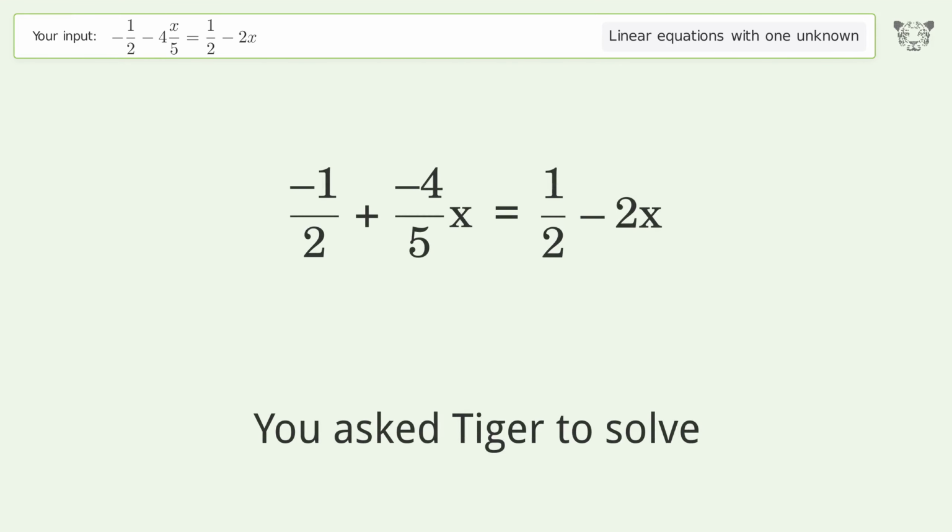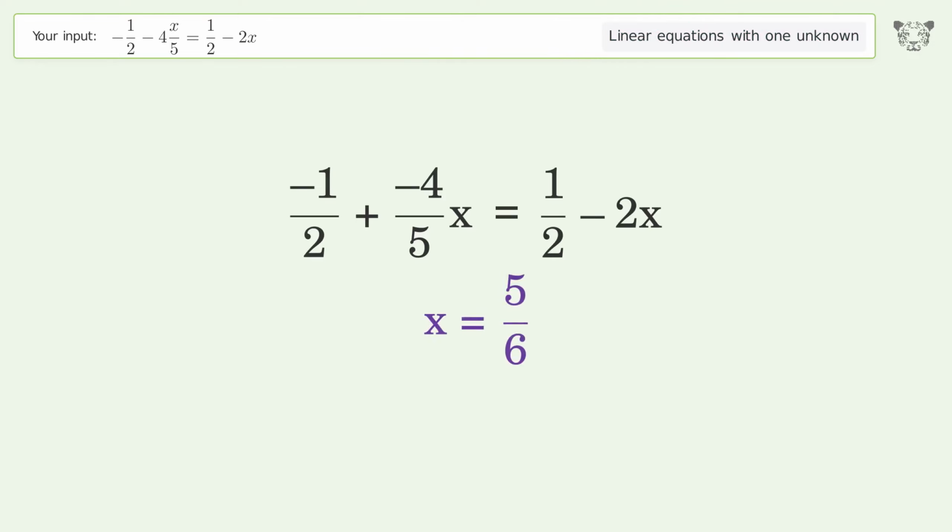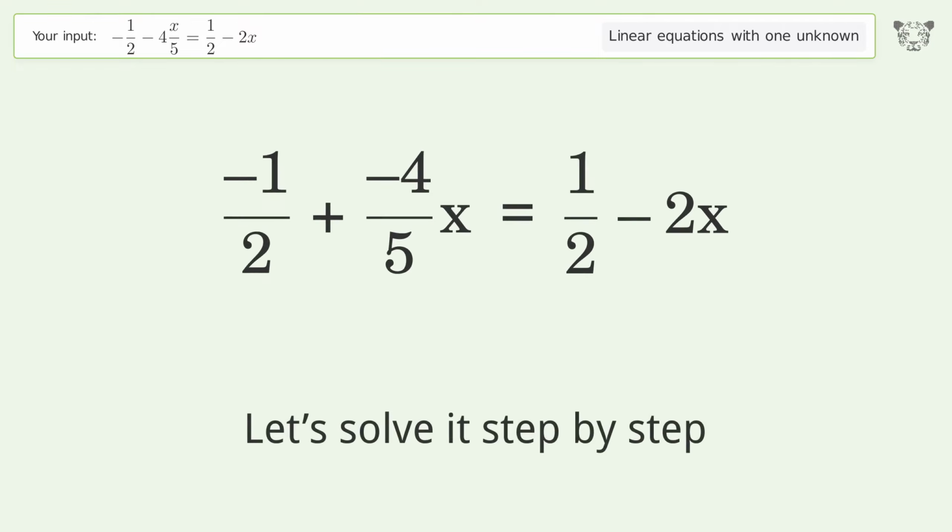You ask Tiger to solve this, which deals with linear equations with one unknown. The final result is x equals 5/6. Let's solve it step by step.